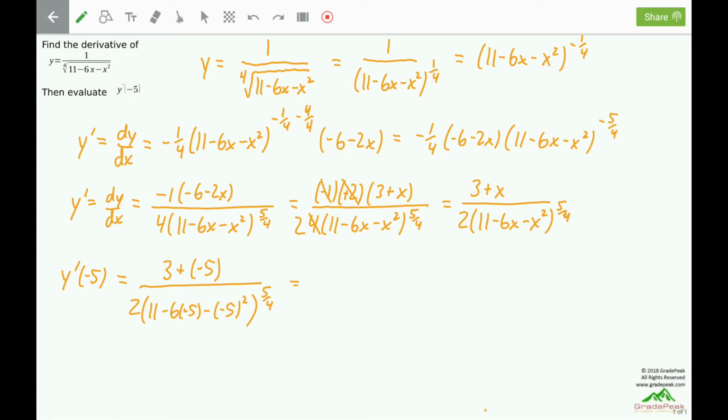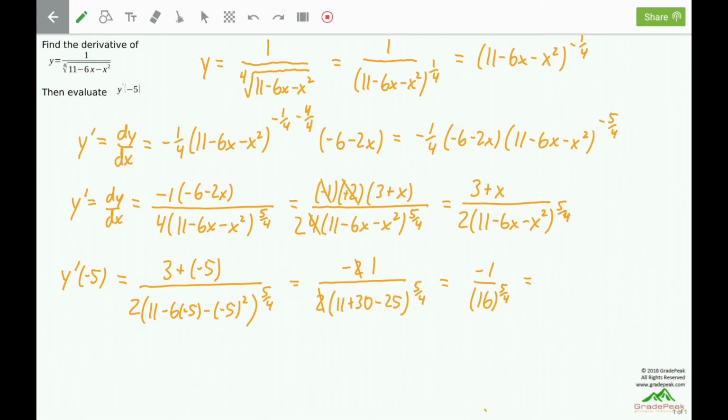In the numerator, 3 added to a negative 5 will become a negative 2. In the denominator, we will have 2 times 11, negative 6 times a negative 5 is plus a 30, and then minus a negative 5 squared, which is a 25, all raised to the 5/4 power. Now the 2 in the numerator and the 2 in the denominator can cancel, leaving a negative 1 in the numerator, so we'll have negative 1 over 11 plus 30 is 41, minus 25 is 16. So we'll have 16 to the 5/4 power.